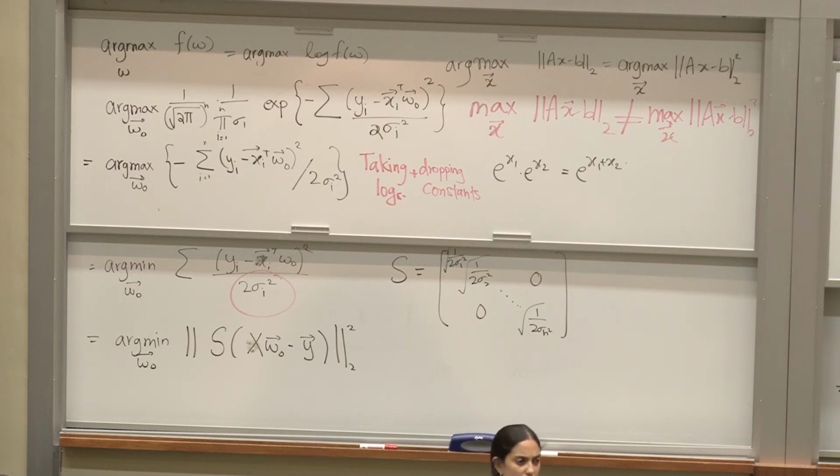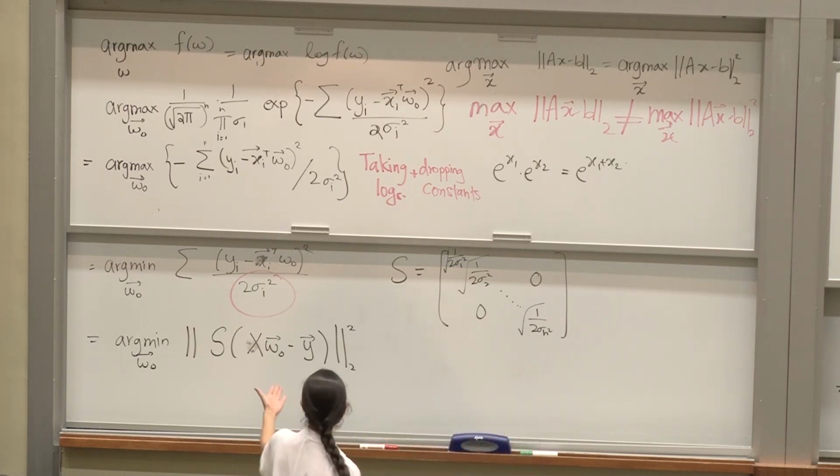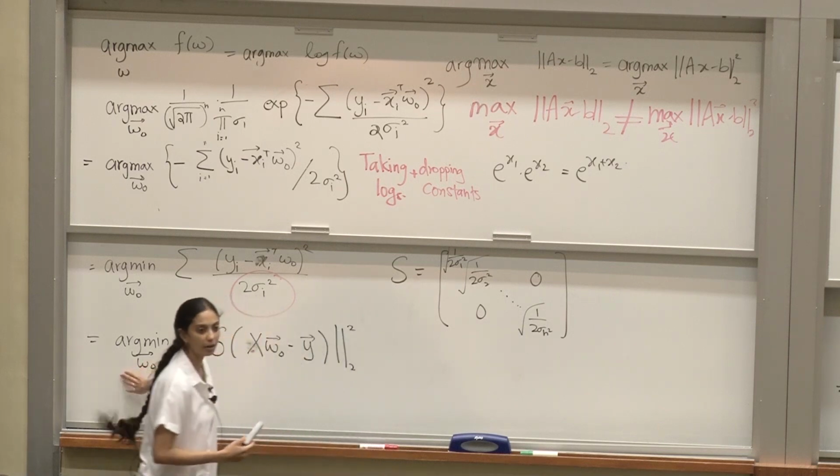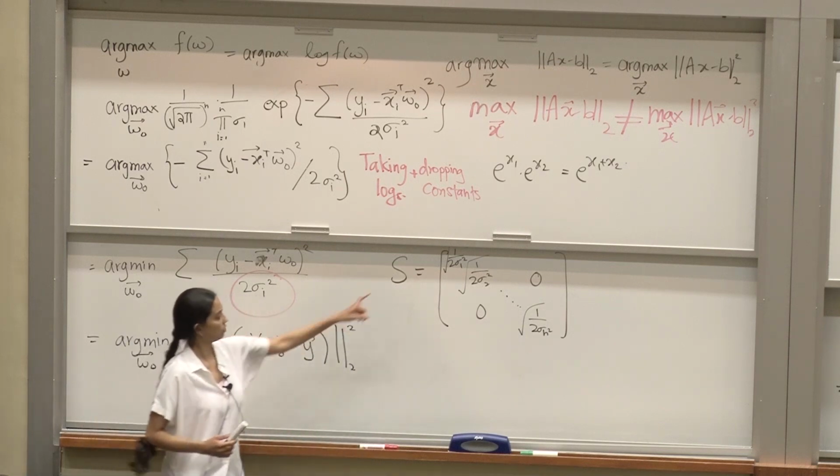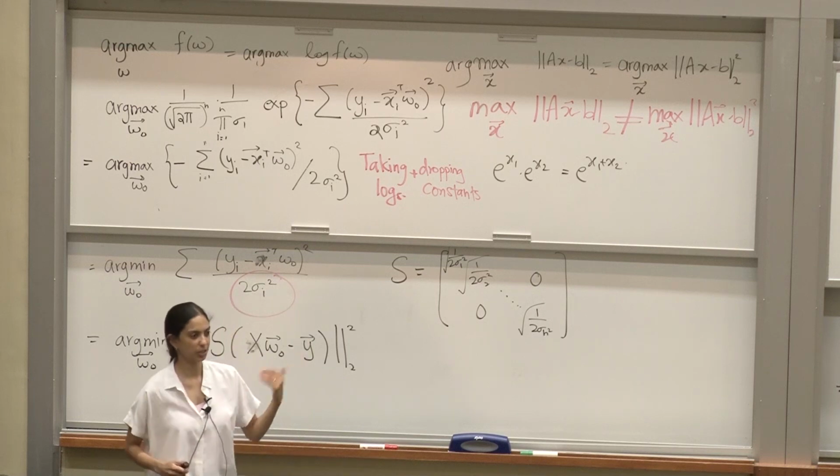Yes? If we're not including the 1/2 in the formulation, then can we just write S as just 1 over sigma i? Yes, if you're not including the 1/2, again, because we're only caring about the argmin and not the actual min, the 1/2 doesn't matter. It's just a constant that'll scale everything up and down.